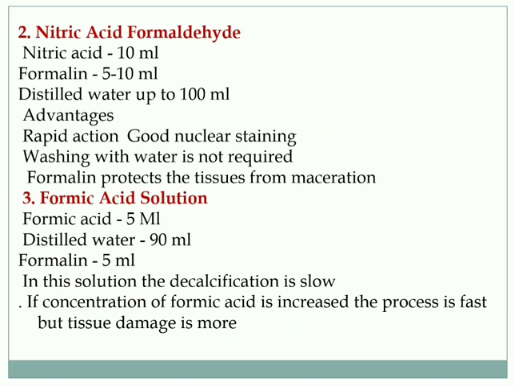The next acid solution is formic acid solution, containing formic acid 5 ml, distilled water 90 ml and formalin 5 ml. In this solution, the decalcification process is slow. If the concentration of formic acid is increased, the process is fast, but the tissue is damaged more.